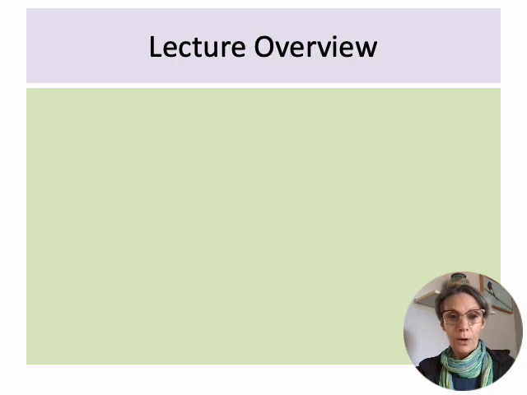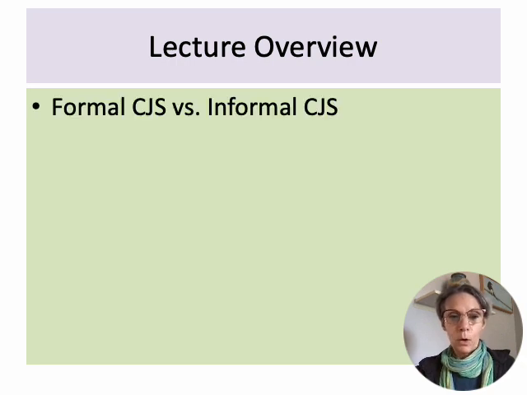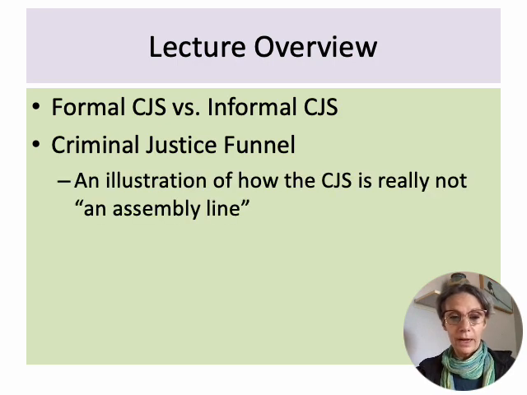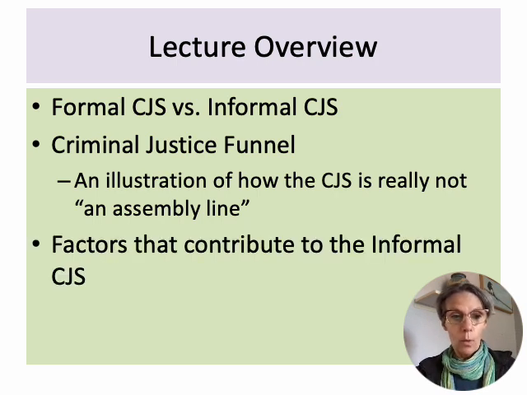All right, so what are we going to be covering in this lecture? Well, first, we're going to talk about the difference between the formal criminal justice system, which we learned about in the last lecture, and the so-called informal criminal justice system. Then we're going to take a look at the criminal justice funnel, because the criminal justice funnel is a really good illustration of how the criminal justice system is really not an assembly line. It doesn't follow the model of the formal criminal justice system, but is much more informal and cooperative.